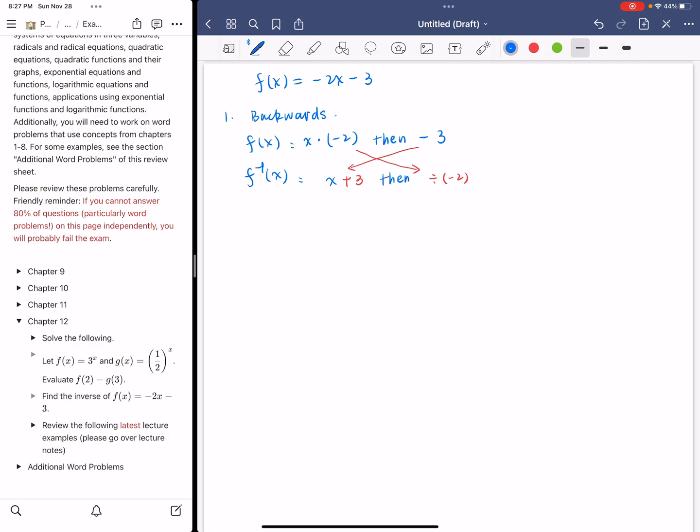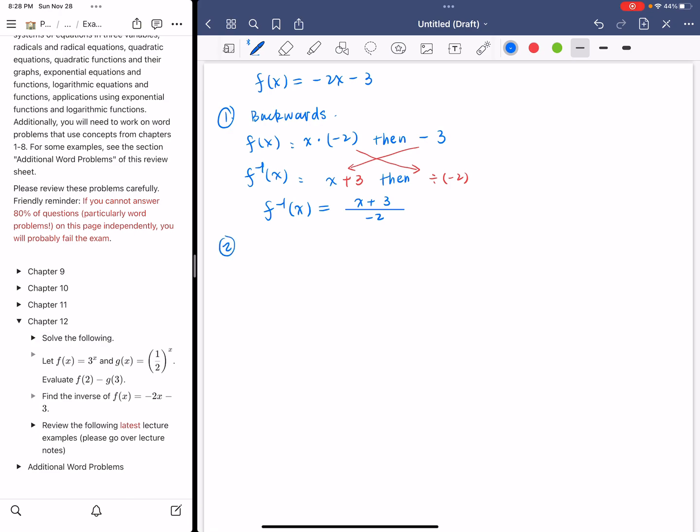So you're going to do x plus 3 first, and then divide it by -2. So that basically says our f inverse of x must be (x plus 3) divided by -2. So that would be the backwards method.